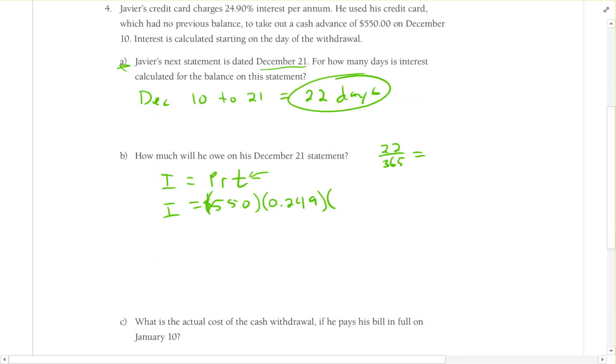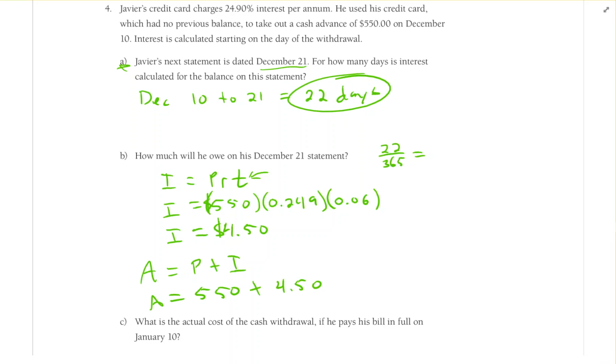So that's going to be 0.033 years. So our interest is going to be $4.50. Right, and then we need our total. So A is equal to P plus I. So A is going to be equal to 550 plus 4.50, which is just A is equal to 554.50.